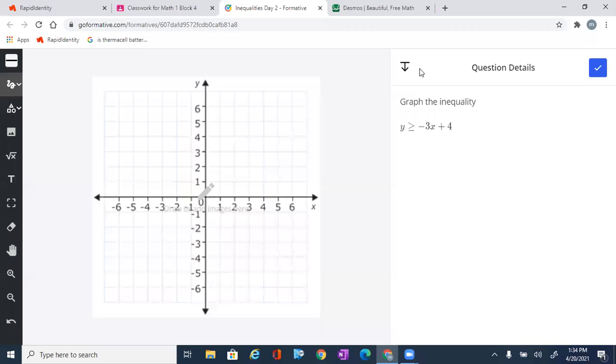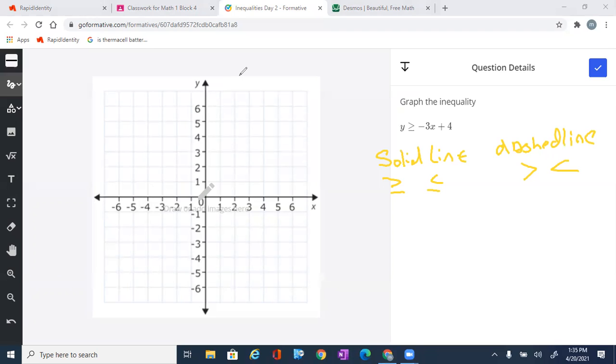All right, so we are going to go ahead and take y greater than or equal to negative 3x plus 4, and we are going to graph this inequality. Now, one of the things that we need to remember is that it is going to be a solid line if we have greater than or equal to or less than or equal to, and it is going to be a dashed line if it is going to be greater than or less than.